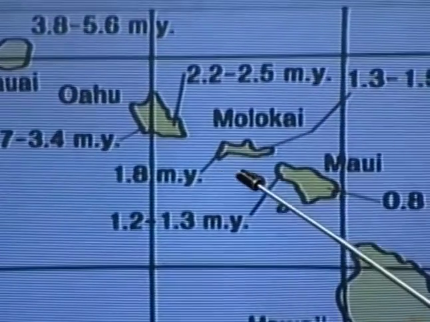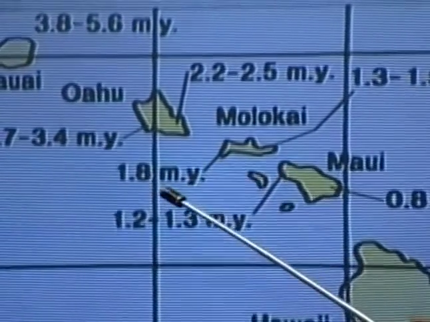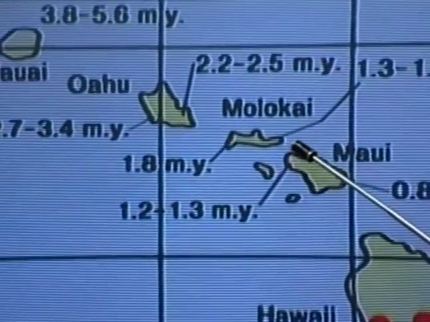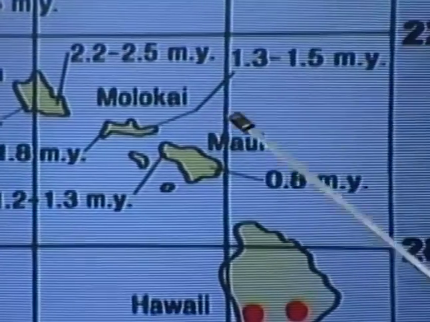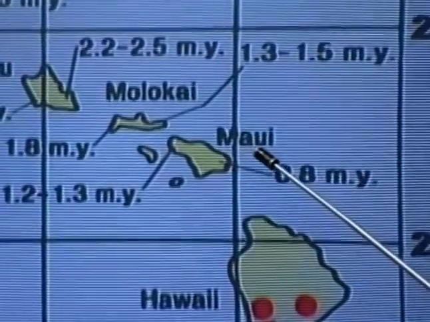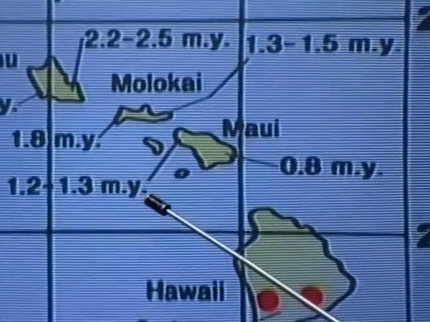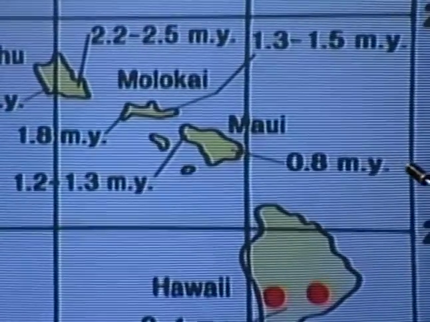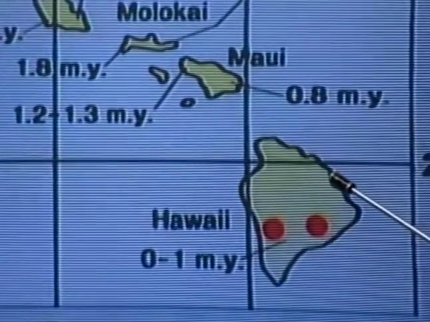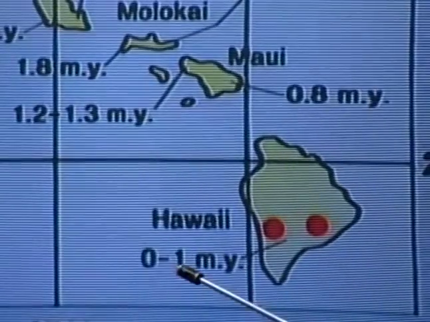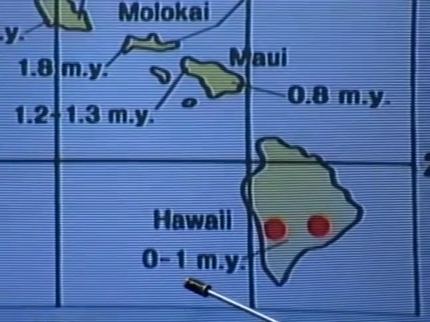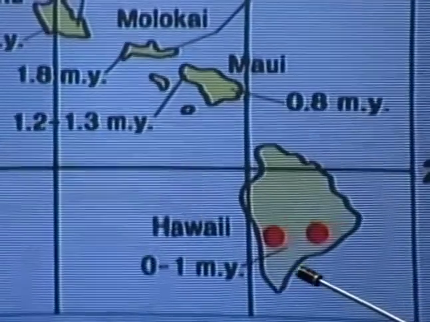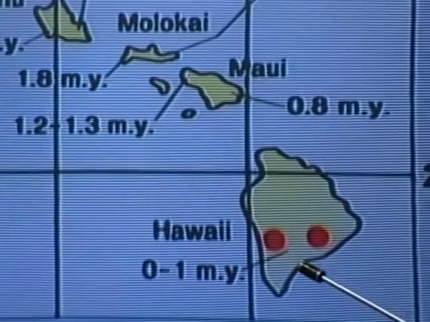We come to this particular island, the western end of the island, 1.8 million years, that's for the age of the rocks. The eastern end of Molokai Island, 1.3 to 1.5 million years, the age of the rocks. Then we come to this island here, 1.2 to 1.3 on the western end, on the eastern end about 0.8 million years. And finally, on this main island here, we have rocks which are as new as being released from the eruptions while it is taking place to about 1 million years old.